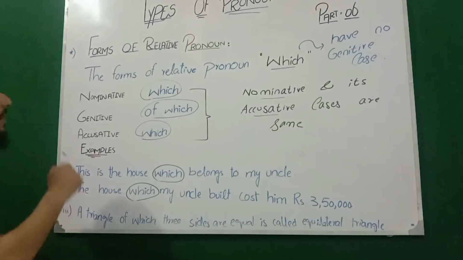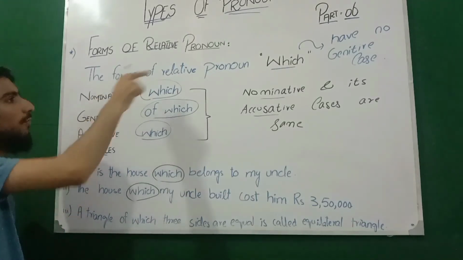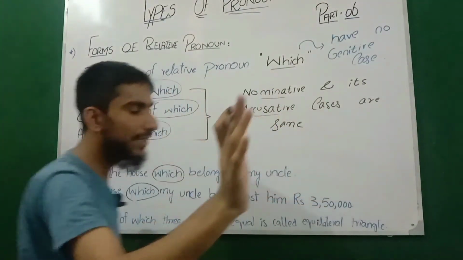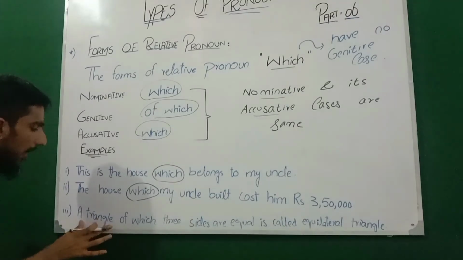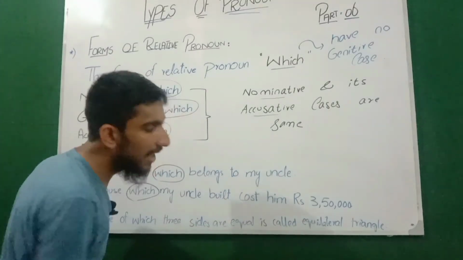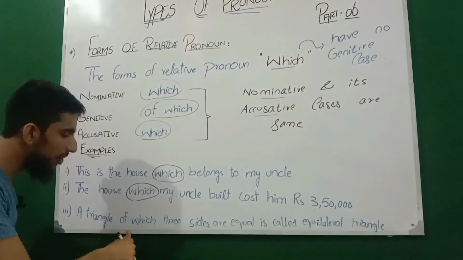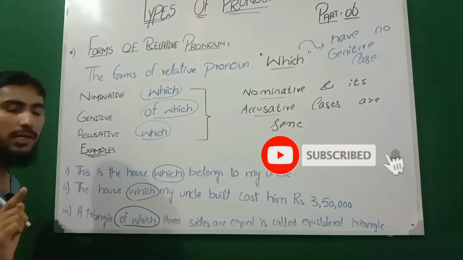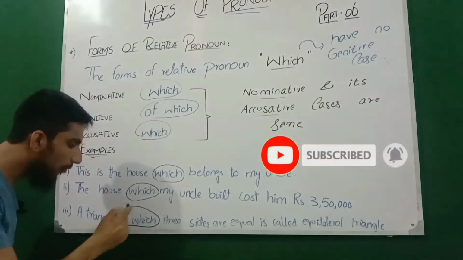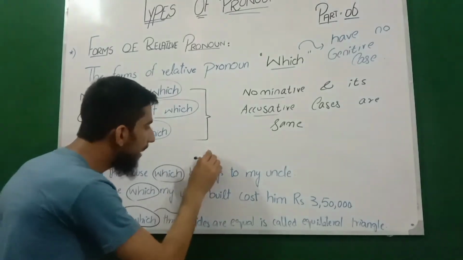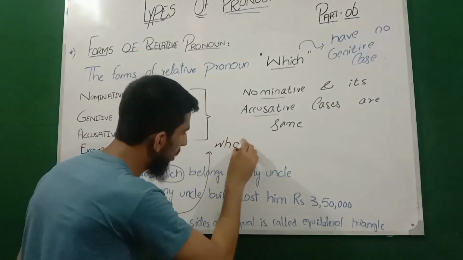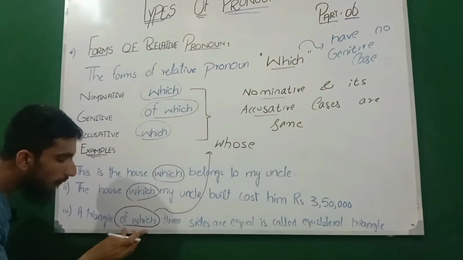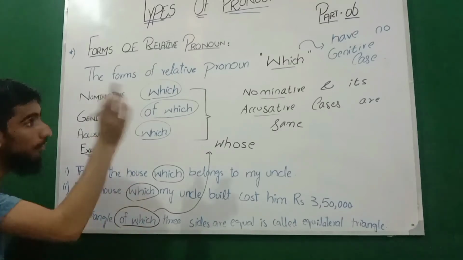Now look at the last example. As I mentioned earlier, the genitive case in the older English of "which" was "of which", but in modern English "which" has no genitive or possessive case. So look at this example: a triangle of which three sides are equal is called an equilateral triangle. Now "of which" basically shows possession, but the native writers have written in their books that instead of "of which" we may write "whose", and "whose" basically shows possession.